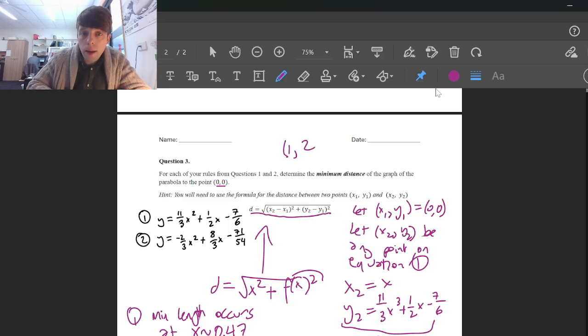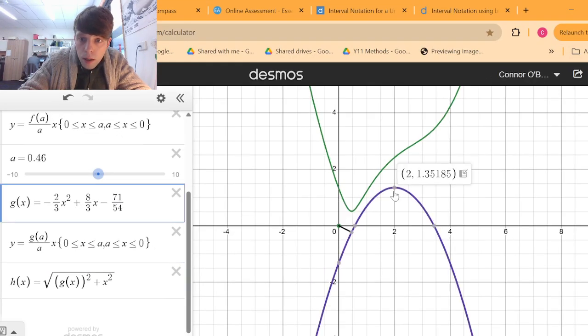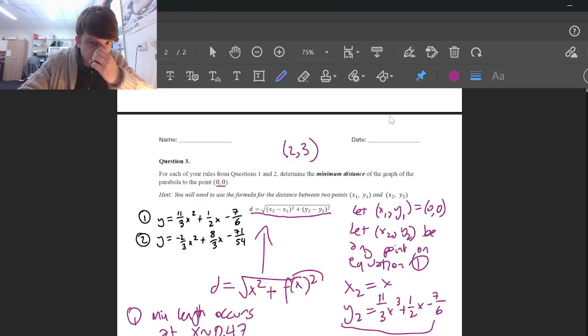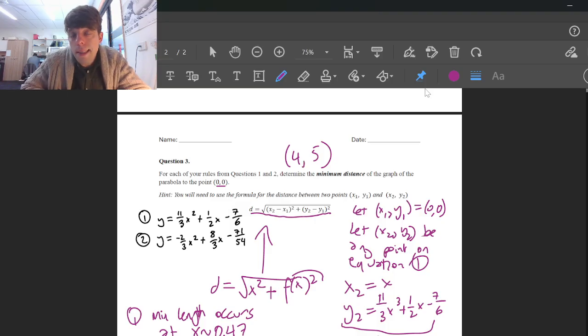So let's say the point (2, 3). I don't think that appears on either of the graphs. I don't know, let's choose a more arbitrary point. Let's say the point (4, 5). So this is an exercise for you. What is the minimum distance between each of these two parabolas that we found in part 1 and the point (4, 5)? So give it a shot for yourself. Maybe you can use Desmos in your answer and see how you go.